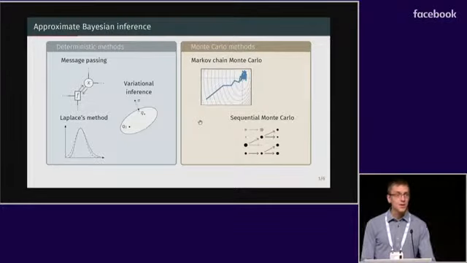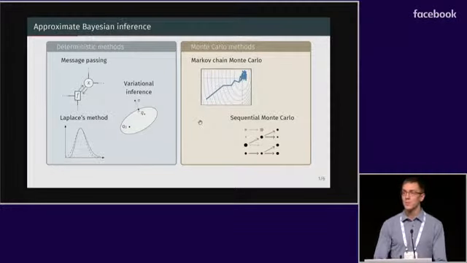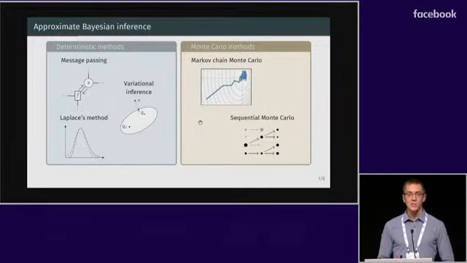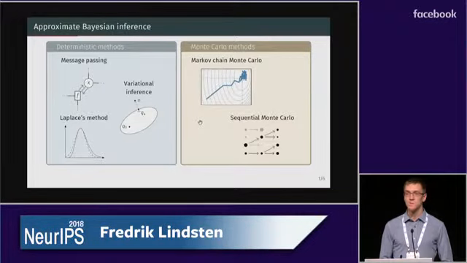Computational algorithms for approximate Bayesian inference are at the core of many machine learning problems. Such algorithms are often divided into two groups. On the one hand, we have various deterministic methods such as variational inference, approximate message passing, etc. And on the other hand, we have sampling-based algorithms such as Markov chain Monte Carlo and sequential Monte Carlo.